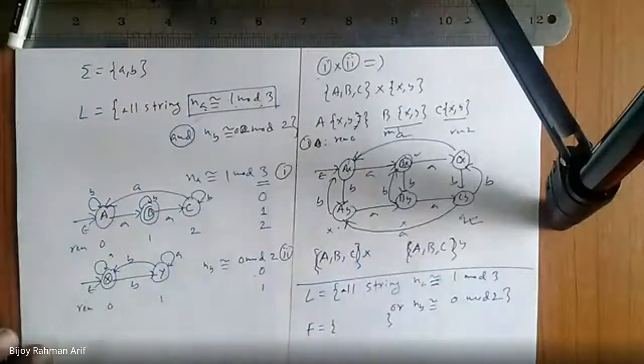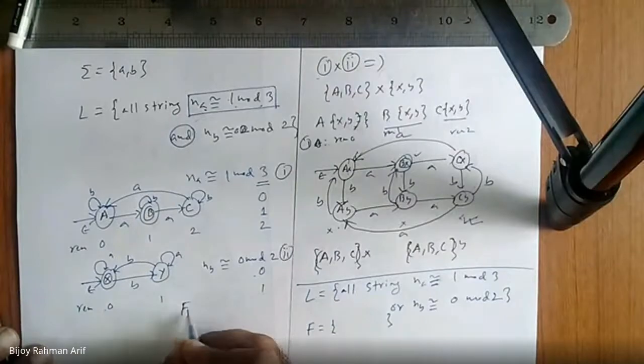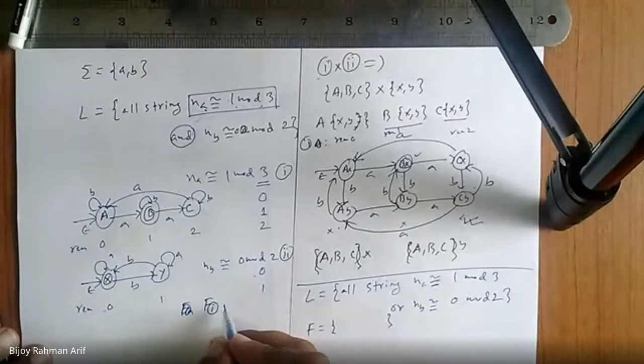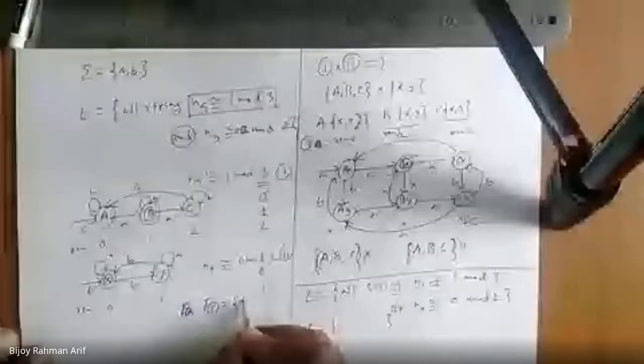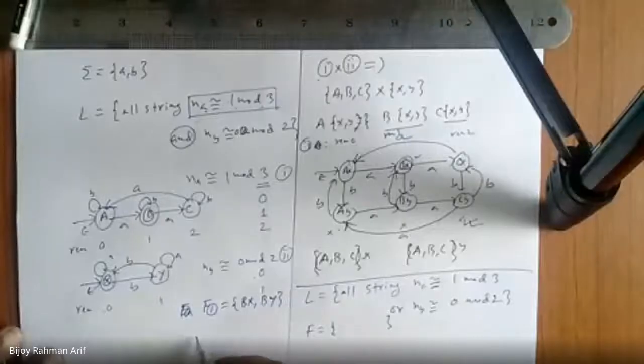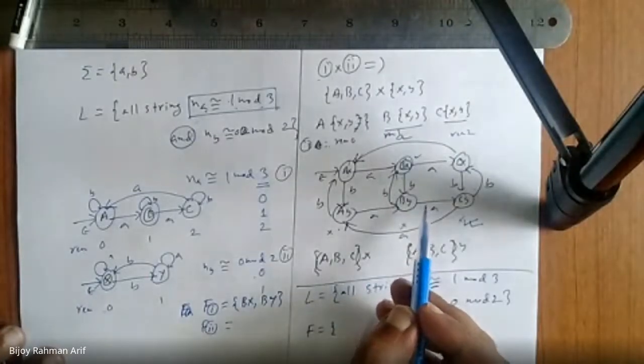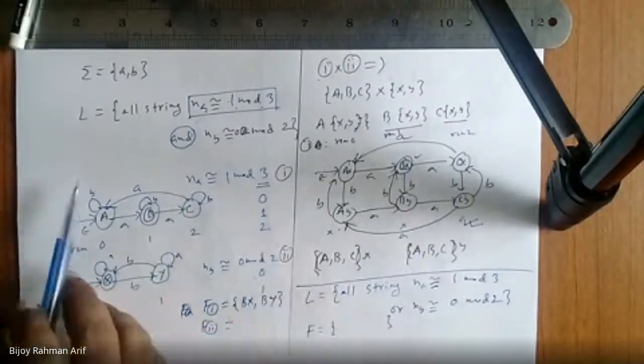Bx or by. Bx and by. Whenever I get B, that means number of A equal to 1 mod 3. Am I right? So for finite automata 1, what would be my final state? Bx and by. Okay. And how about for finite automata 2? What would be the final state?